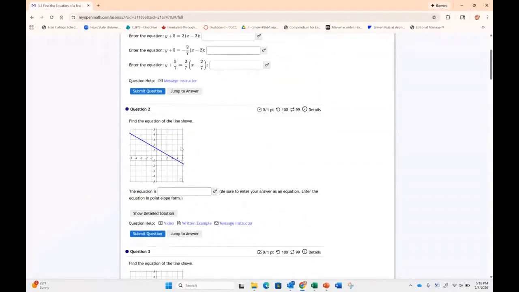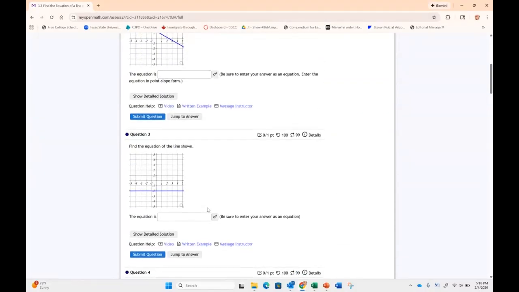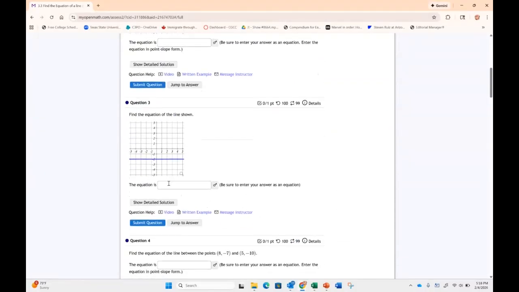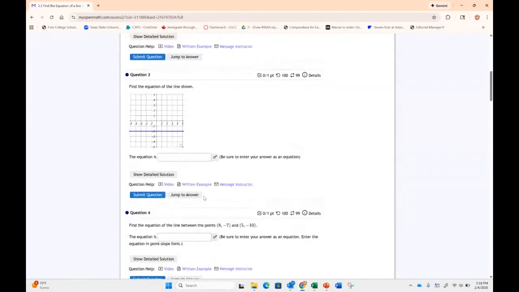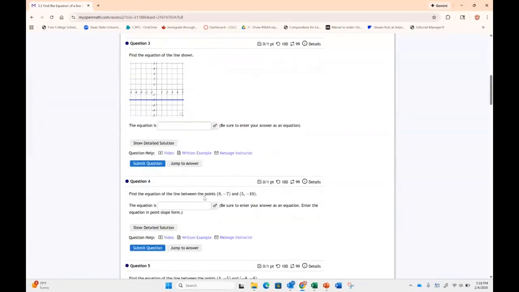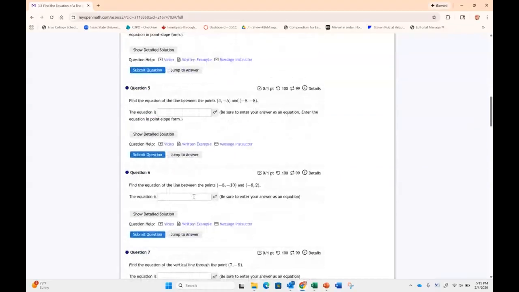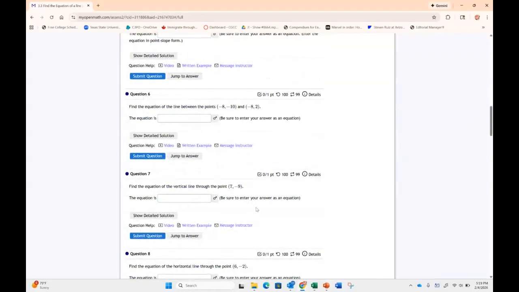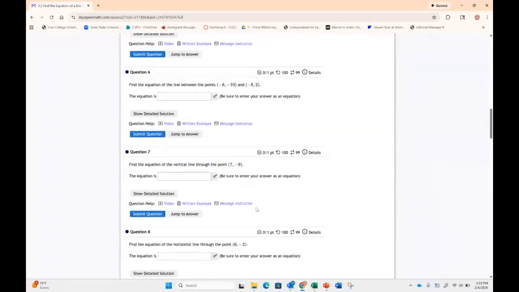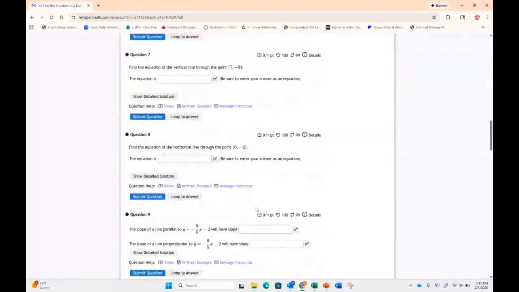So right here: find the equation of the line. Be sure to enter your answer as an equation. Enter the equation in point-slope form. So if I want a specific one, I'll tell you point blank. Do it the way I want it. This one right here doesn't say anything, it just says give the equation. That gives you more freedom, you can choose whatever you like. Most of these tell you what form to give the equation in. If it is just saying an equation, I can use y equals mx plus b. You can use whatever you'd like.